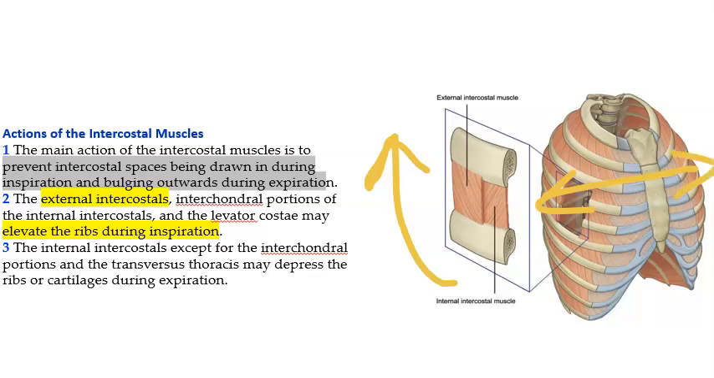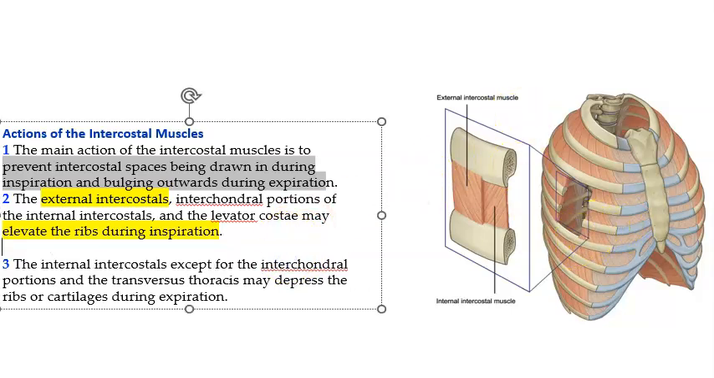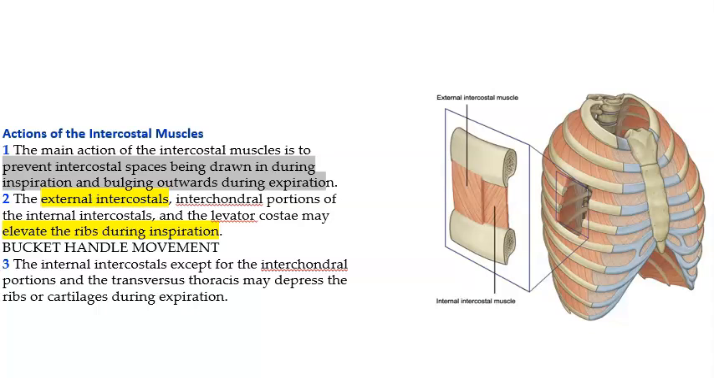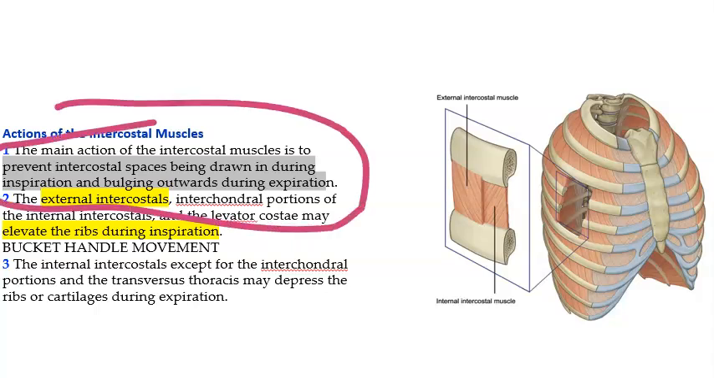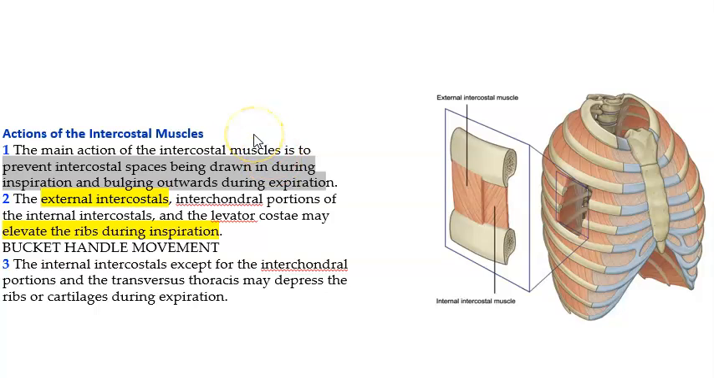Correct? So this is called what movement? Do you know the name of this movement, people? Bucket handle. Very good. Bucket handle movement. Elevation of the ribs is the bucket handle movement of the ribs because of this external intercostal muscle. So it is going to help in inspiration. One more point that they have written here is it prevents the intercostal space from being drawn in during inspiration. It just maintains this intercostal space and all that structure.